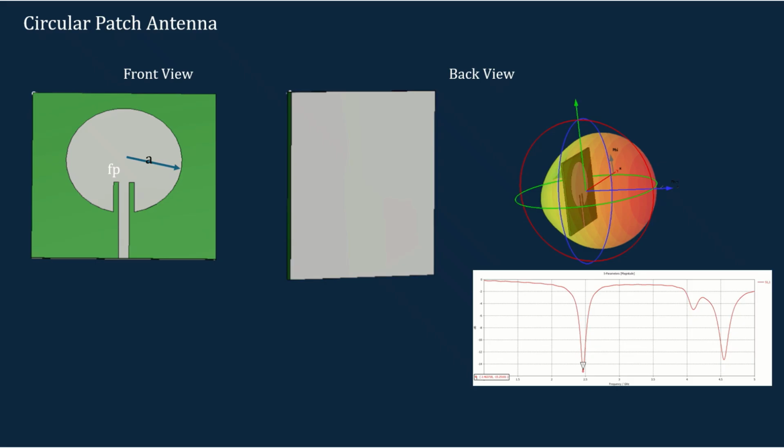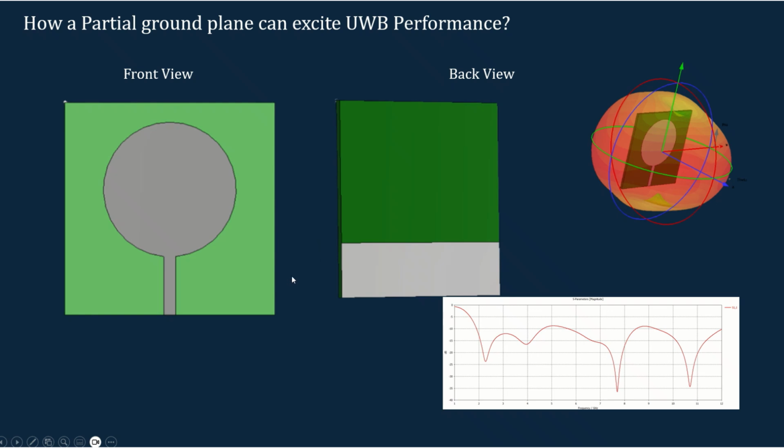So we are going to use the same radiating element structure and analyze how this partial ground plane is going to give us the ultra wideband performance. So how can we extend this bandwidth to the ultra wideband? Let's see that. In this case, we are going to feed the patch at the end.